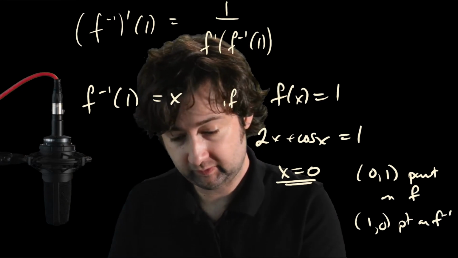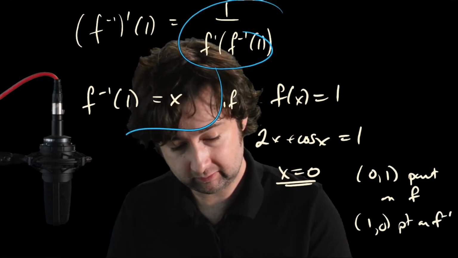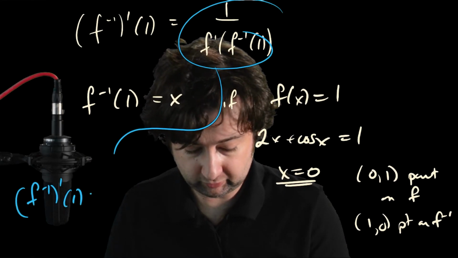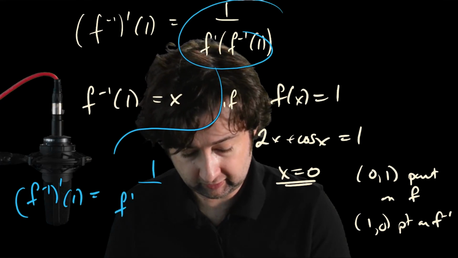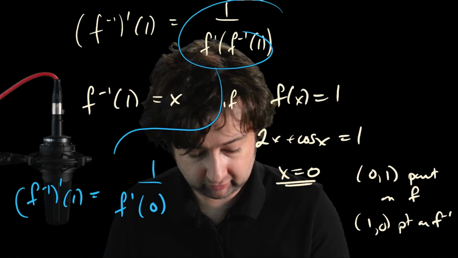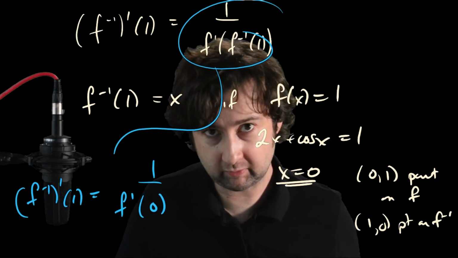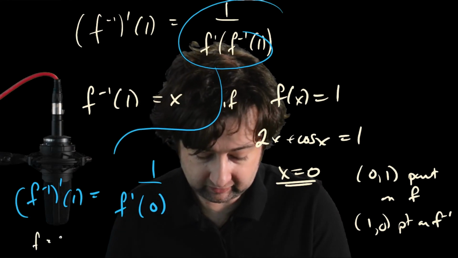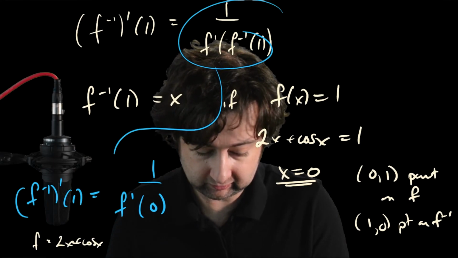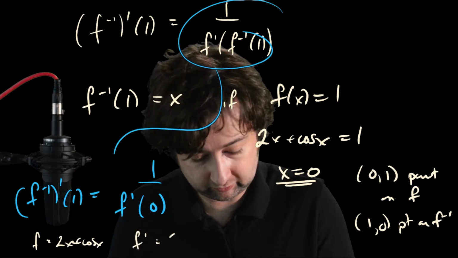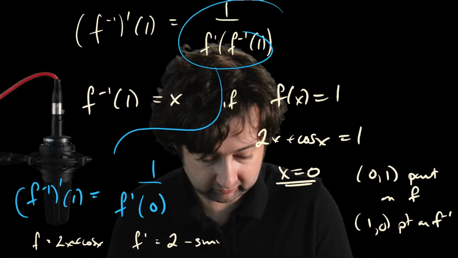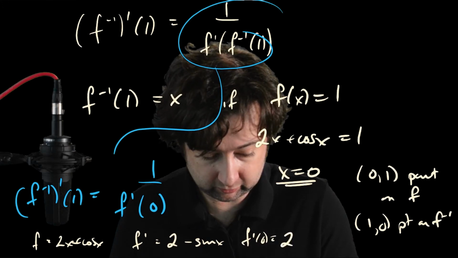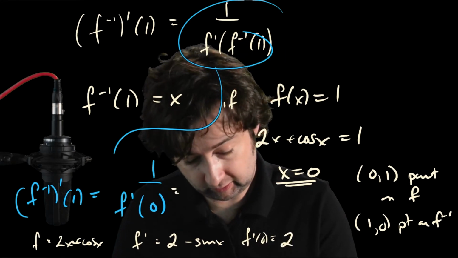And that means I can say that f inverse prime of 1 is equal to 1 over f prime of 0. And now I just need to know what f prime of 0 is. Okay, well, if f is equal to 2x plus the cosine of x, then f prime is equal to 2 minus the sine of x. And that means that f prime of 0 is just 2. So this is equal to 1 over 2.